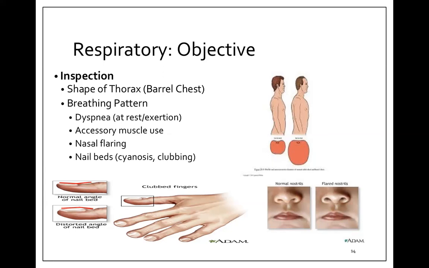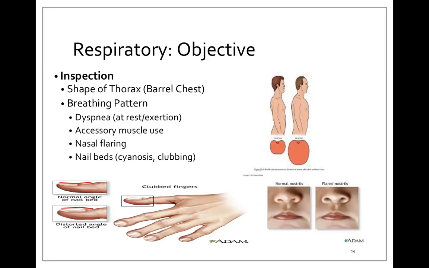So with inspection, one of the first things that stands out to us is the shape of their thorax. Normal is that our transverse diameter, in other words, our chest side to side, is generally twice as long or big as our front to back diameter. So from side to side is twice as long as our front to back diameter.